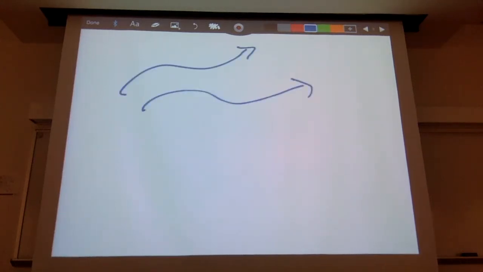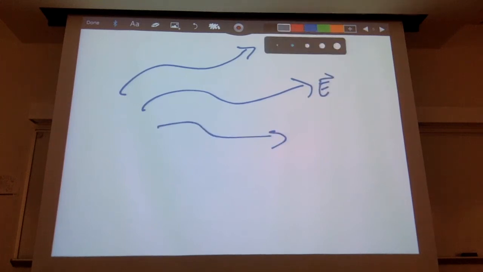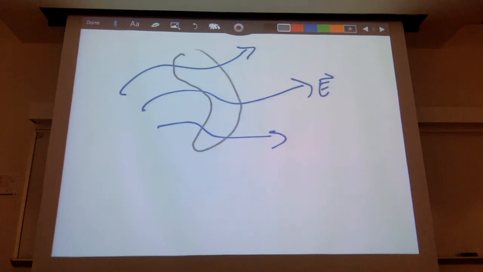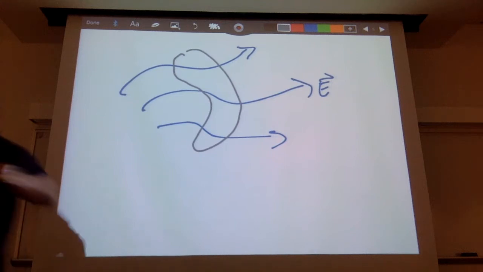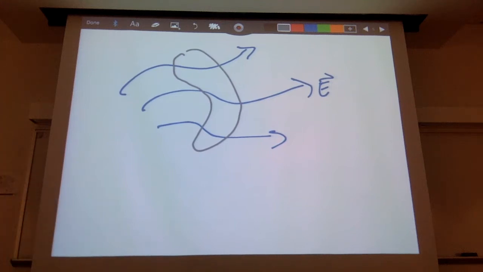Well, let's say I have electric field lines that are actually doing something like this, so that these are non-constant. And let's say I put an area in here where that area is also non-constant. So this is a non-flat area. So how do we calculate the flux in this case? What do we do here?